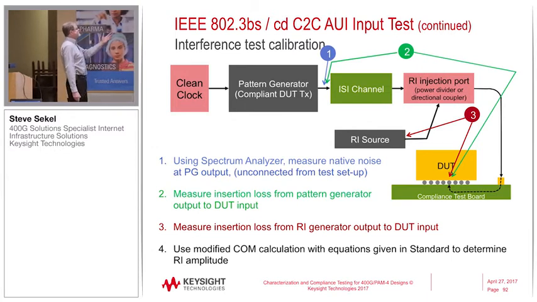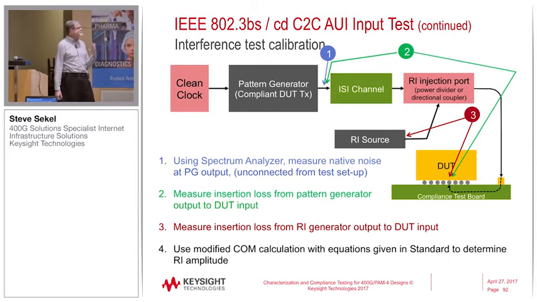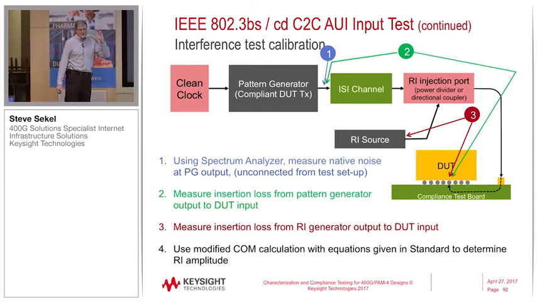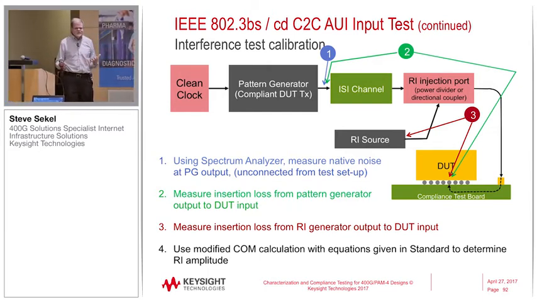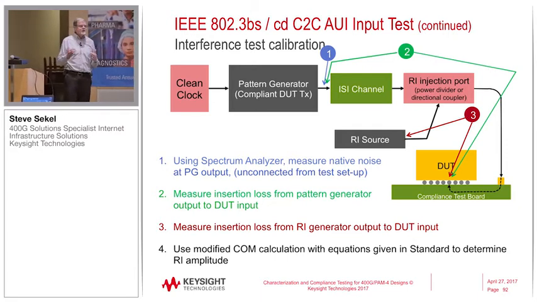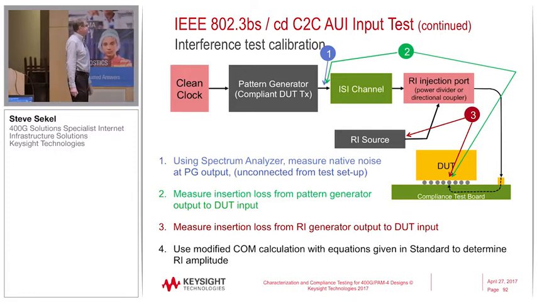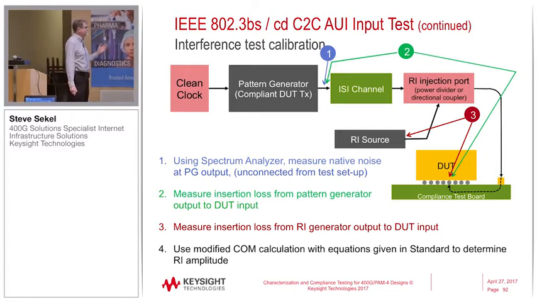Okay, so how do we do the stress calibration for that? It's a 4-step process. The first thing we do is we measure with a spectrum analyzer. We measure the noise output because this is very frequency dependent. So we want to know what the spectral noise power of the native noise coming out of the signal generator is. So we make that measurement with a spectrum analyzer unconnected to the test setup.